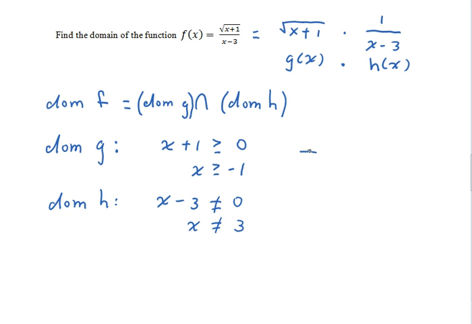If we graph both of these domains on the same number line, the first one says the domain includes all numbers starting at negative 1 and going to the right. The second domain includes all real numbers except for 3.